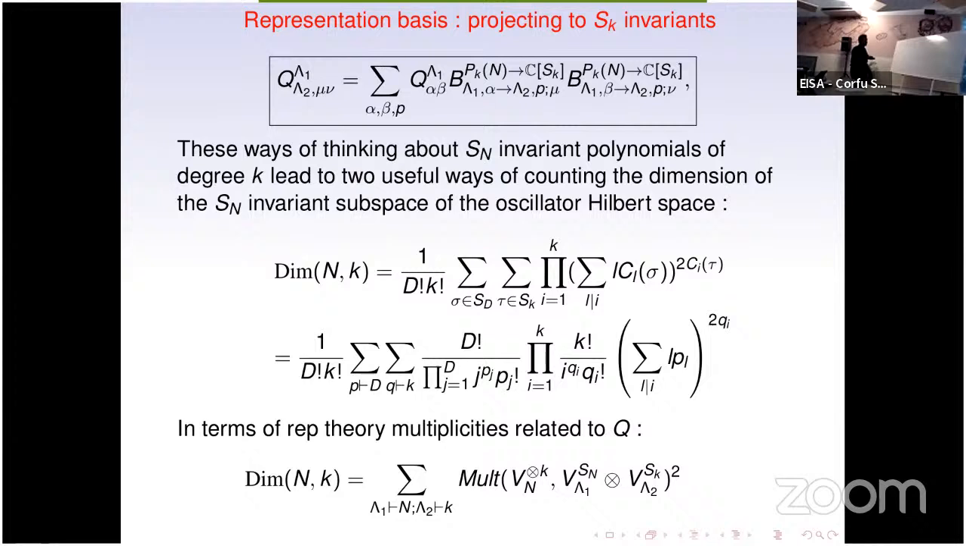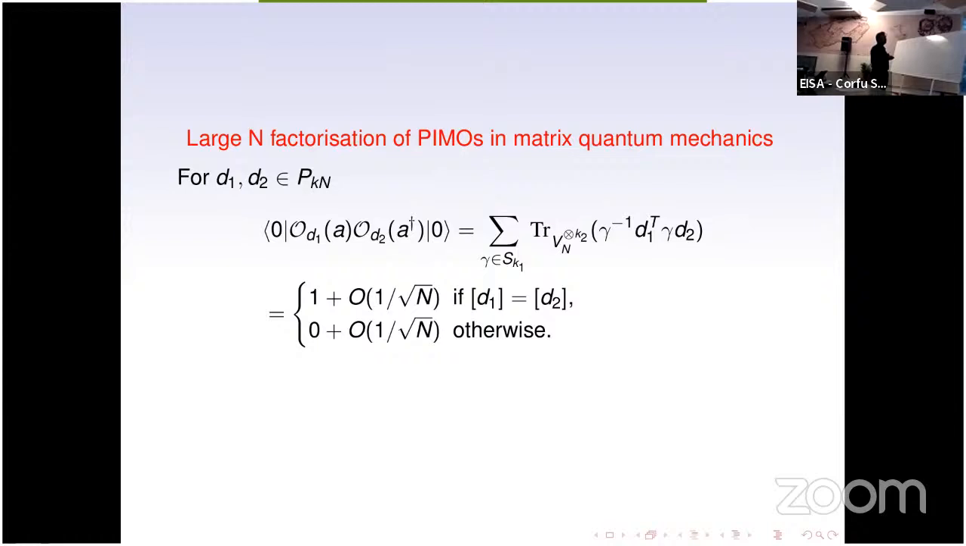So what are the properties of these things? Take the two-point function: something made out of creation operators with one partition algebra diagram, taking an overlap with something made out of annihilation operators in another diagram. There's a concrete formula for it in terms of tensor spaces and partition algebra elements acting there. You can use that to prove that in the large n limit, this is one if the two diagrams are in the same Sk equivalence class, and zero otherwise, and the corrections are one over root n. So this is large n factorization for Sn.